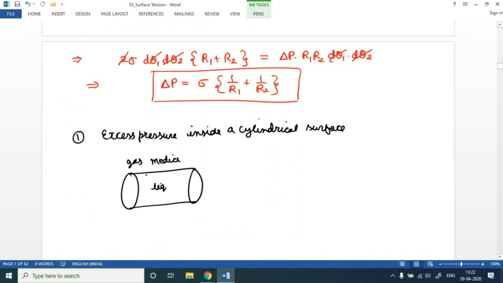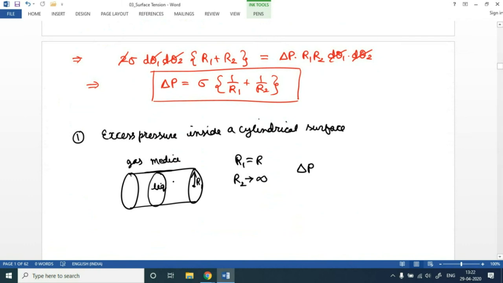So now here, how will we define the two radii of curvature of this surface? One radius of curvature would be r1, and the other curvature is basically flat. So r1 would be the radius of this cylinder, and r2, which corresponds to the flat surface, will be tending to infinity. So in that case, for the excess pressure, you must understand the pressure would be greater at the concave side and less at the convex side.